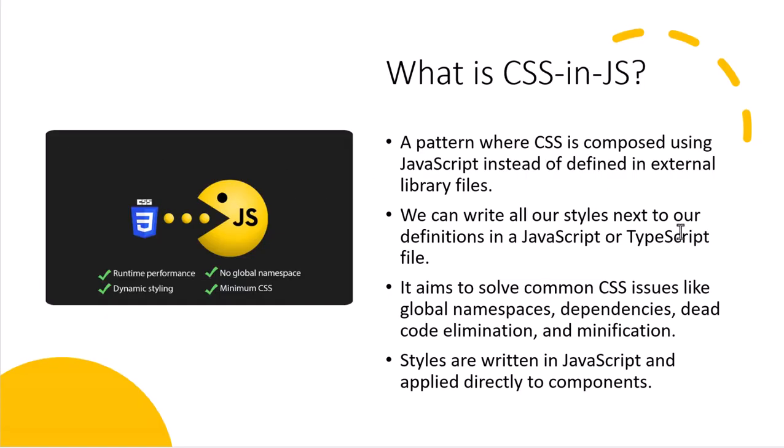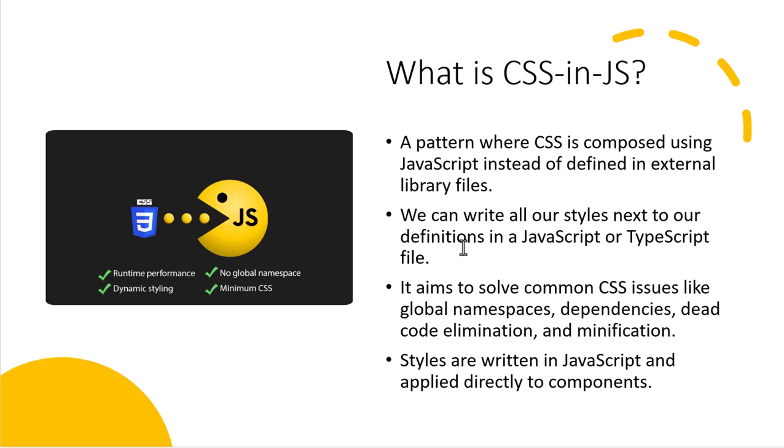What is CSS in JS? It's basically a pattern where CSS is composed using JavaScript instead of defined in external library files. So you don't create external CSS files for your project. You compose your CSS inside your JavaScript file. And we can basically write all our styles next to our definitions or components in a JavaScript or TypeScript file.